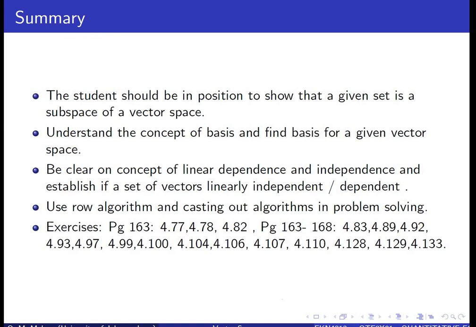So with regards to Euclidean spaces, I will talk to Mr. Suten to cover Euclidean spaces with you guys, and the Euclidean spaces chapter is also in the linear algebra textbook.